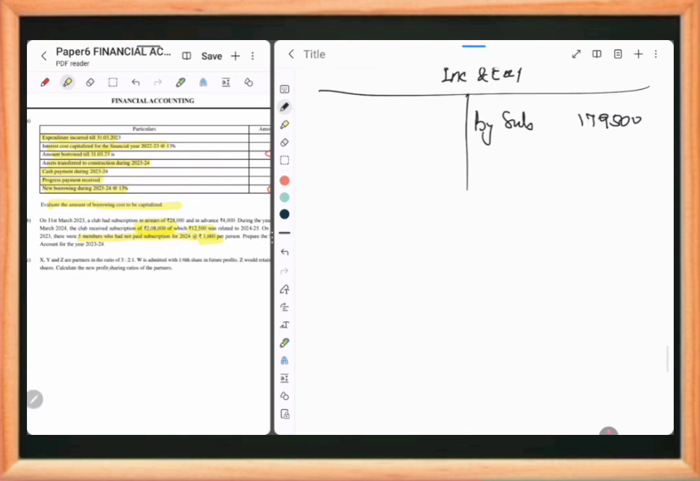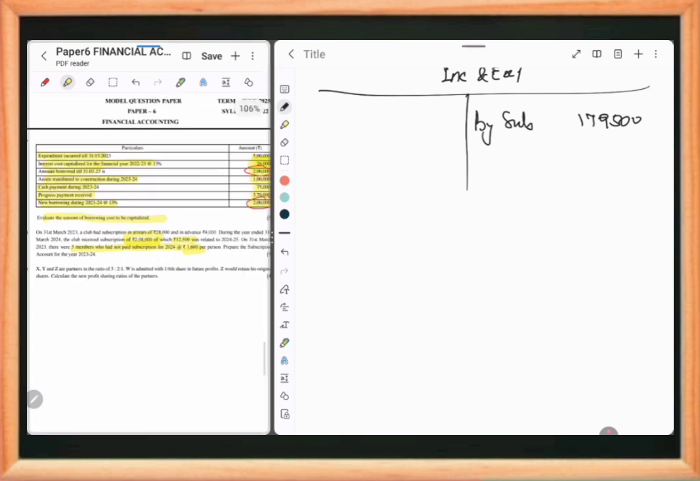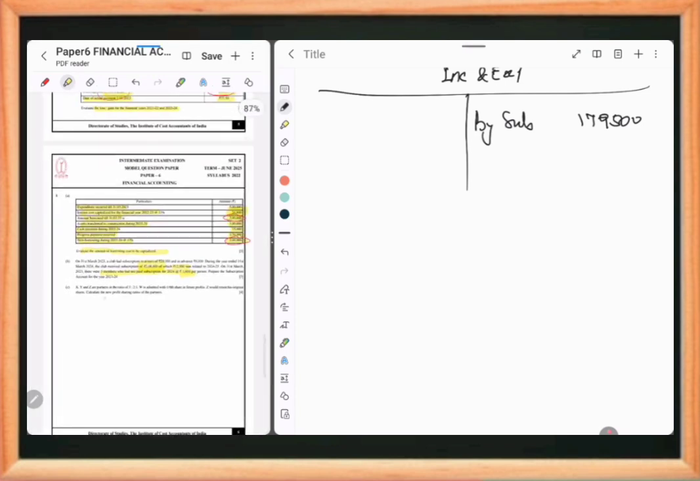And then one more small question. X and Y are partners in the ratio 3:2:1. We admitted W with 1/6 share in future profit. Z would retain the same share. Calculate the profit sharing ratio of the new partners. Very, very easy. It's a small question. We are going to close.